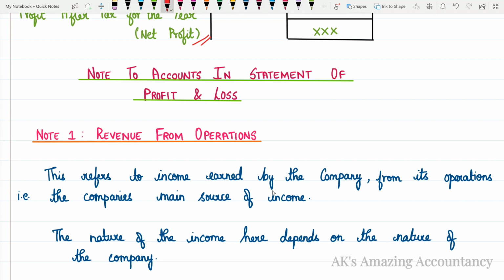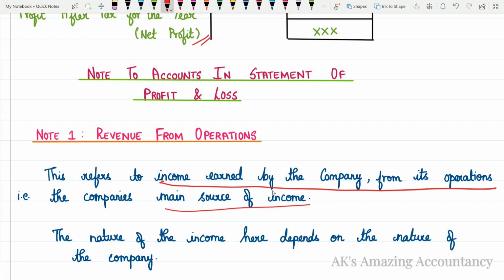So actually this refers to income earned by the company from its operations. Under this note, note 1, you will be recording all the incomes earned by the company from its operations. In other words, this note will actually include the main source of the company's income. Whatever income is earned by the company from its main operations, that will come under the heading revenue from operations.